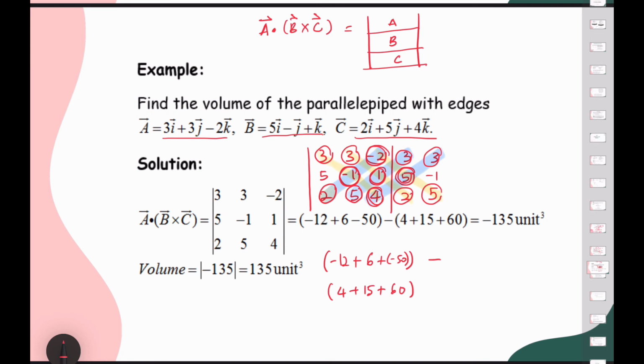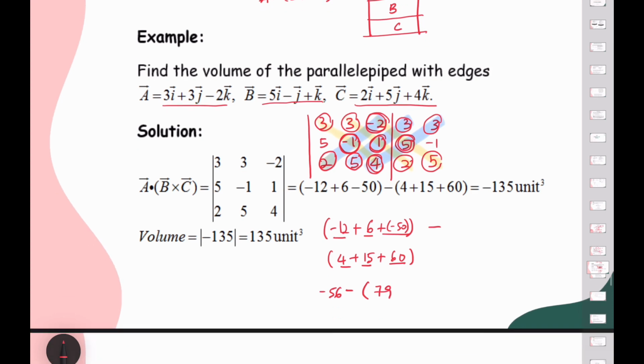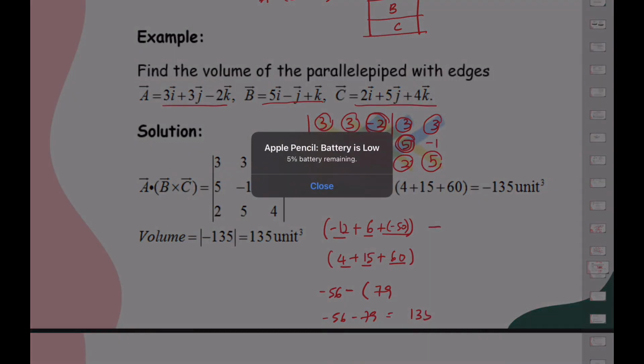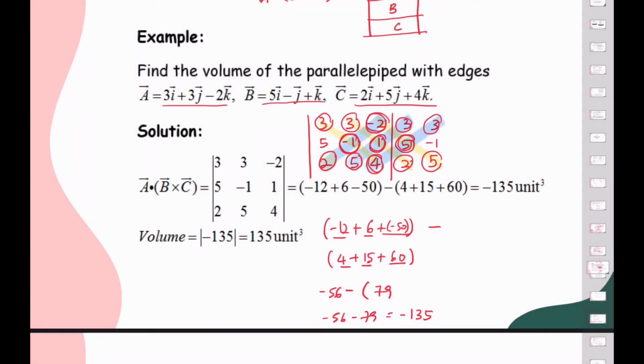Okay, so now you have negative 12 plus 6 is negative 6. Negative 6 minus 50 is negative 56. Minus 4 plus 15 is 19. 19 plus 60 is 79. So you have negative 56 minus 79. It will give you negative 135. Okay, you have negative 135.